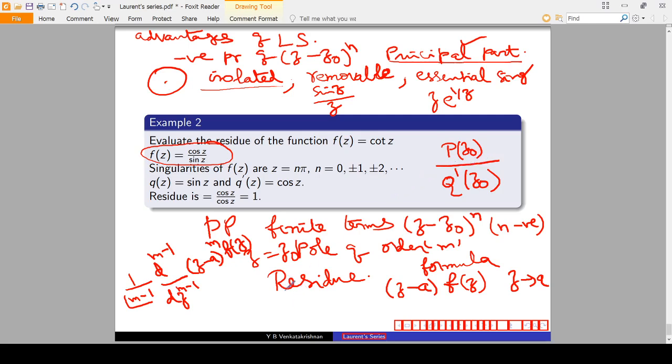So all these things have to be remembered, so that we will be using this in the subsequent lectures. We will be calculating the residues, identifying the type of singularity, and using the calculation of residues we will evaluate certain integrals using the Cauchy residue theorem, and using the Cauchy residue theorem we will evaluate certain real integrals. And all these will be discussed in the subsequent lectures.